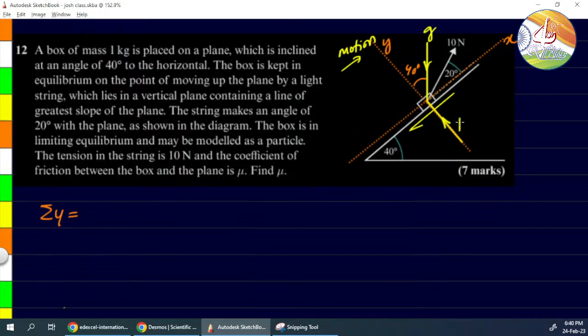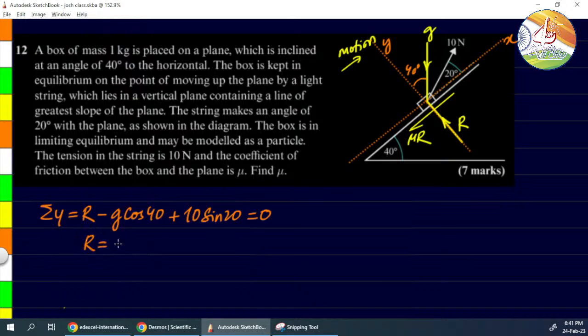Reaction will also be upwards, and because it is in limiting equilibrium, here it's telling limiting equilibrium, so this friction will be mu times r. So y components, r is positive because it is acting in positive y direction. Then minus g into cos 40, this will act downwards. Component of 10 newtons will act upward direction, so plus, and the component is 10 times sine 20. So others are parallel to x, so no components.